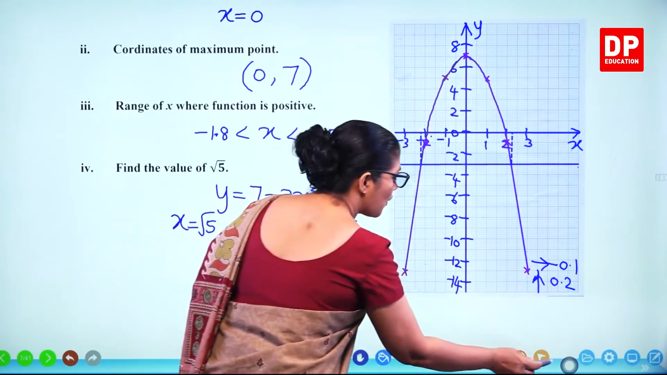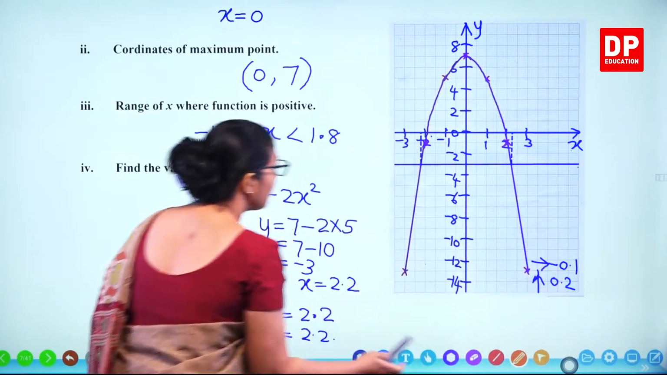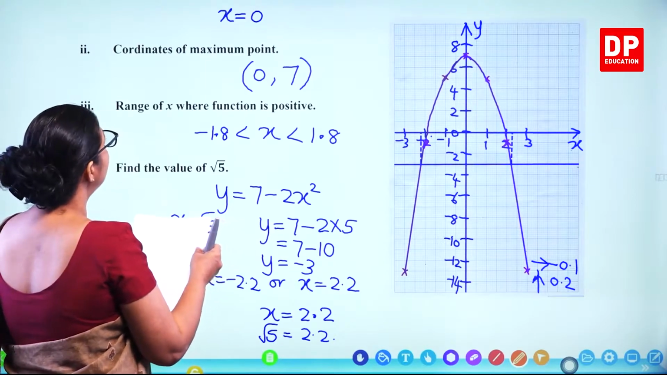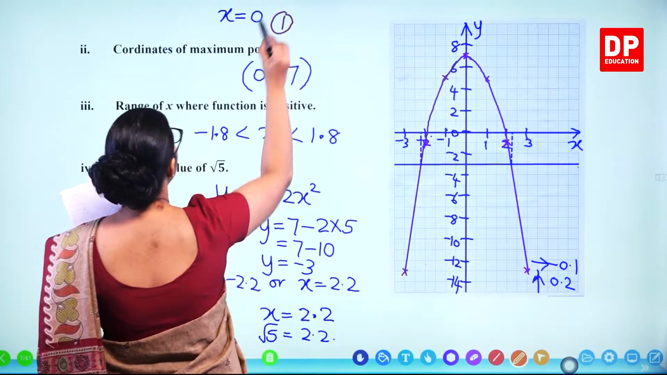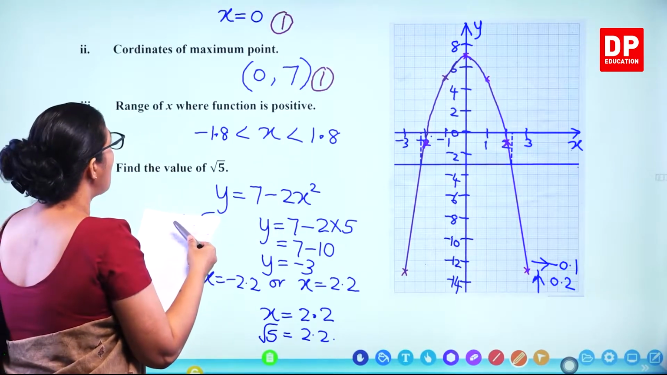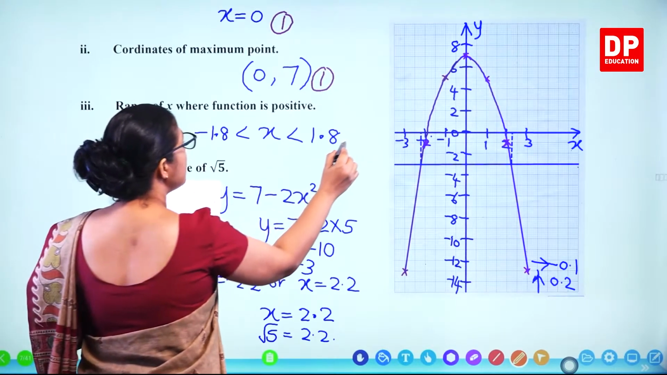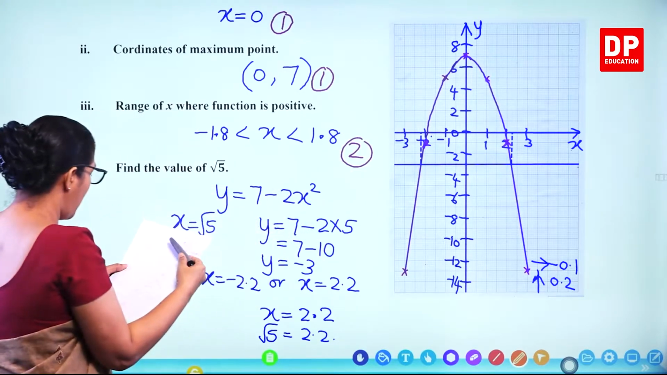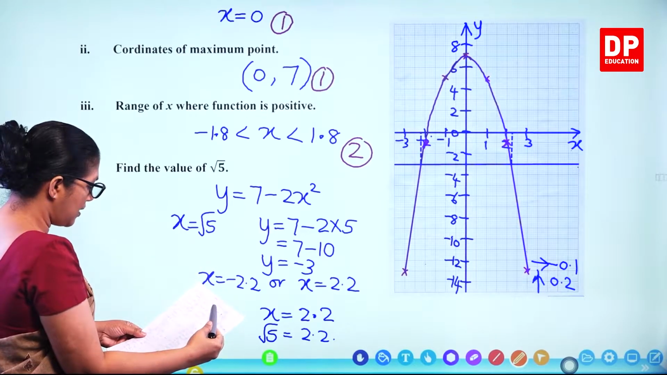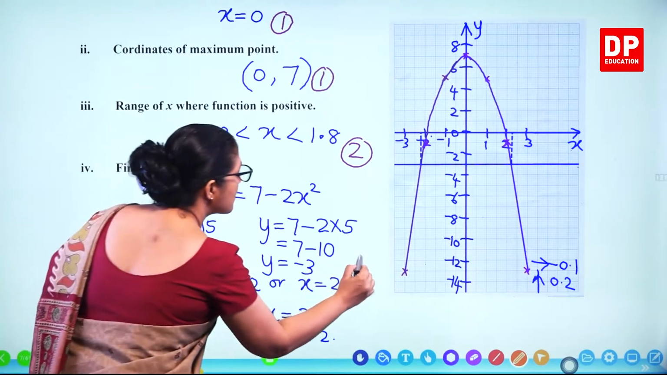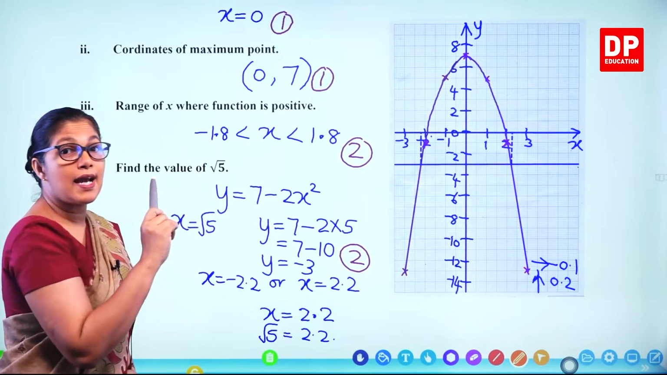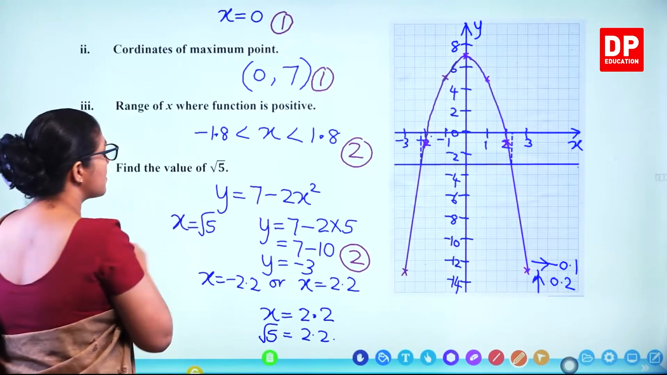So how many marks for that? So let's see. X equals 0, 1 mark. 0, 7, 1 mark. Minus 1.8 to 1.8, 2 marks. And taking y equals minus 3 everything and taking the positive value 2 marks. 1, 2, 3, 4, 5, 6, 7, 8, 9, 10. So 4 marks given before.